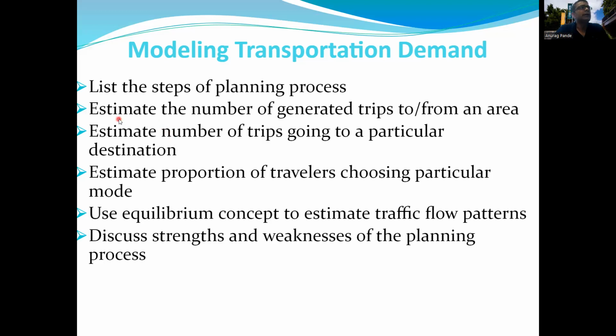These are the 4 steps: the number of trips generated to and from an area, the number of trips going to a particular destination, the particular mode choices that people are making, and then the equilibrium concept to estimate the traffic flow division between different routes. And then we'll talk a little bit about the strengths and weaknesses of the planning process.